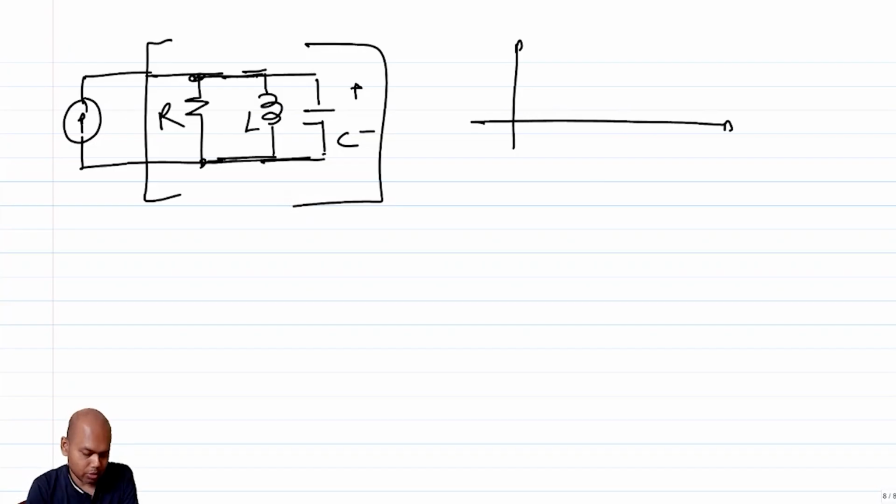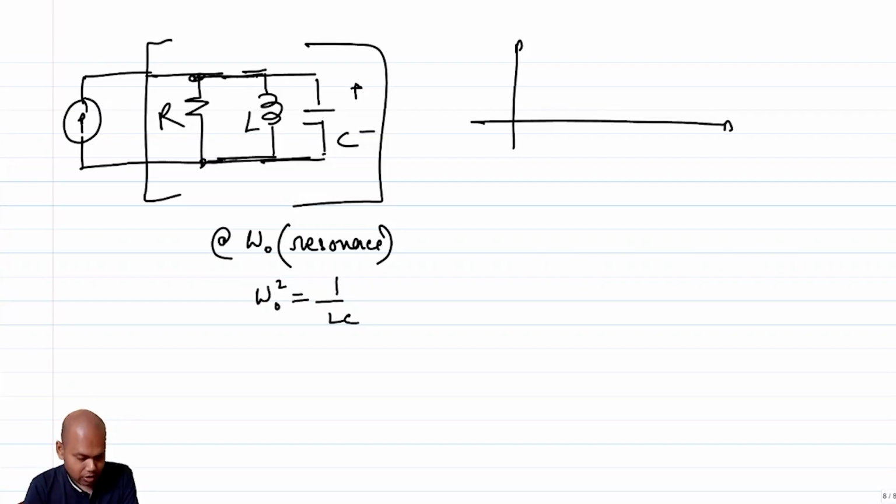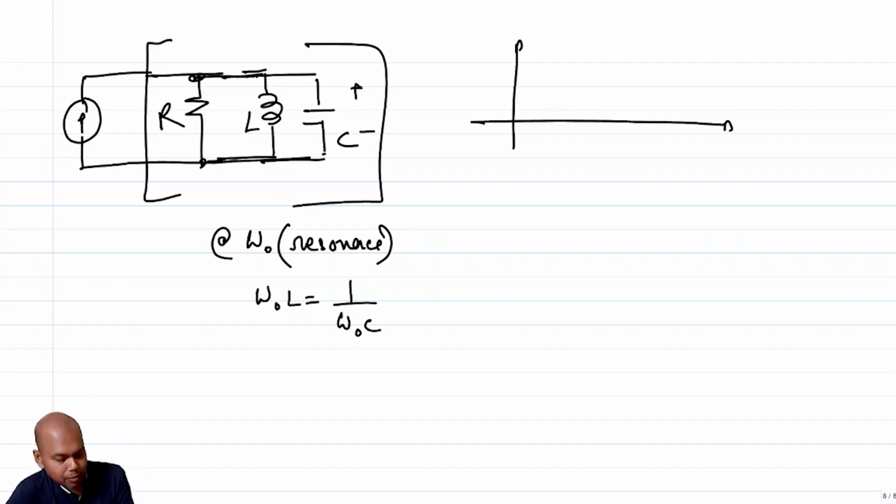and I'm only interested at resonance, right? So I know that at resonance, omega naught, omega naught square is 1 over LC. So what does it essentially mean? This means that omega naught times L is equal to 1 by omega naught times C. So the impedance offered by the capacitor and the impedance offered by the inductor are identical, right?